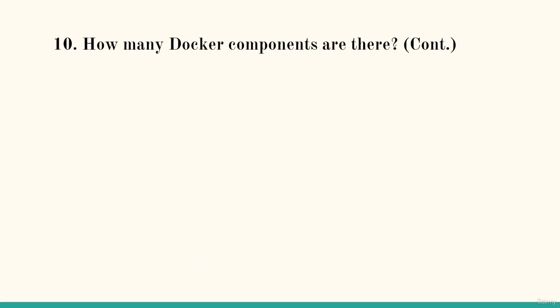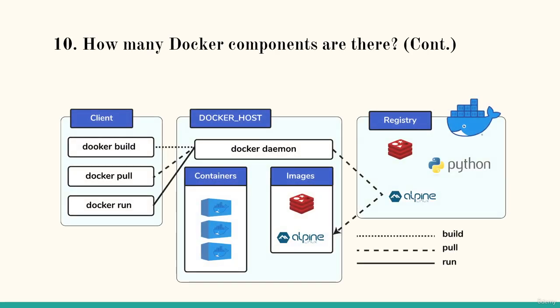To continue, here is an image that describes everything. So this is the client, and we have the commands docker build, docker pull, docker run, etc. We have the Docker host here. You can see inside it we have the Docker daemon, the images, for example, Redis, Alpine, etc., and we have the containers: container 1, container 2, container 3. Finally, we have the registry.